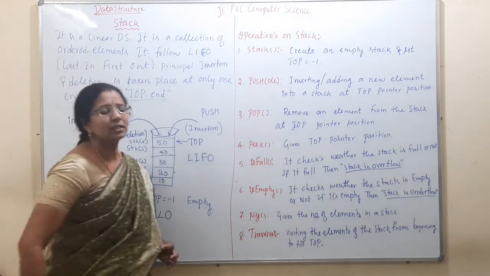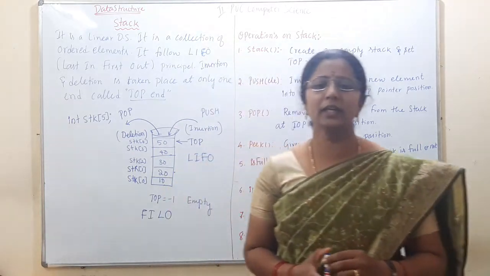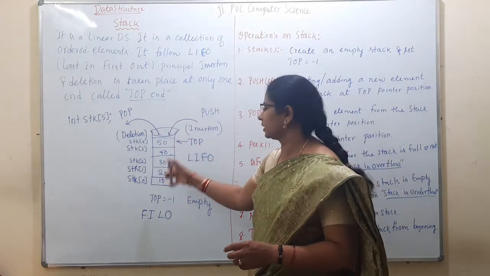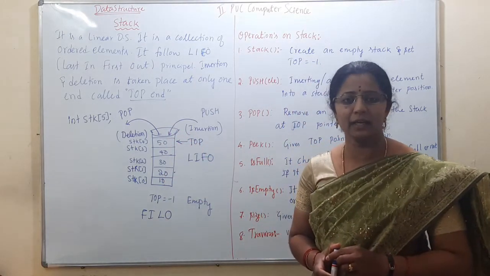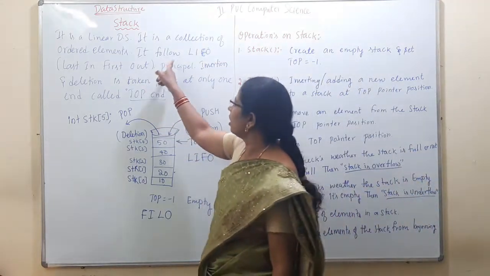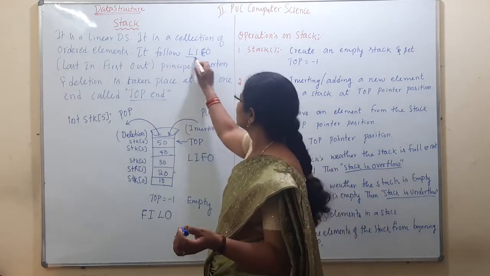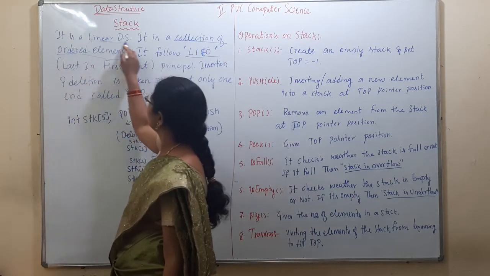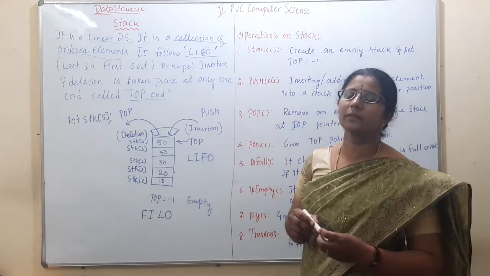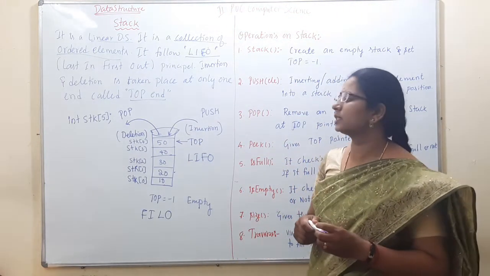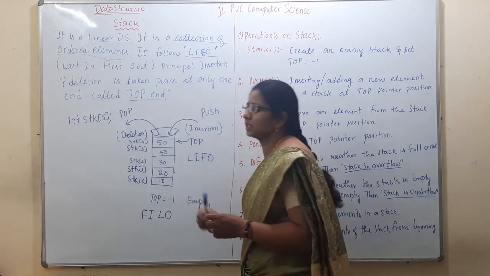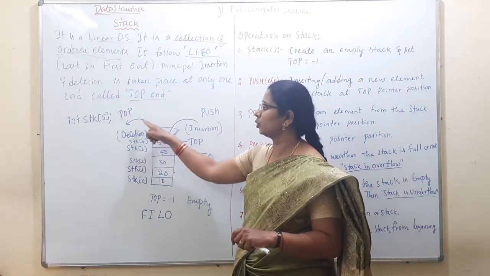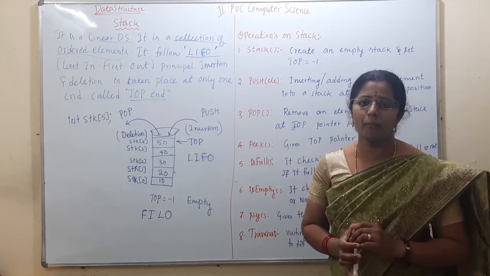What is a stack? A stack is a linear data structure. It is an ordered collection of elements stored with the principle called last in first out, or first in last out. Insertion and deletion take place at only one end, called the top end.